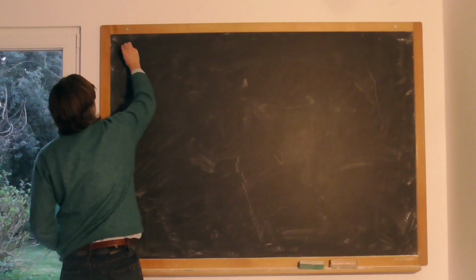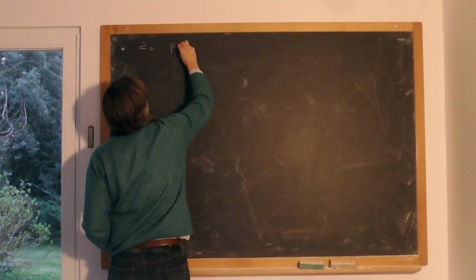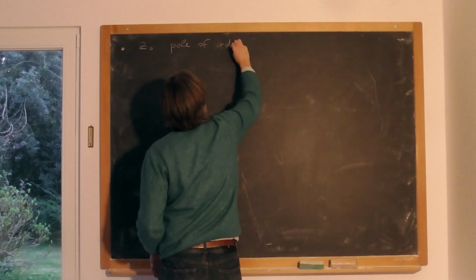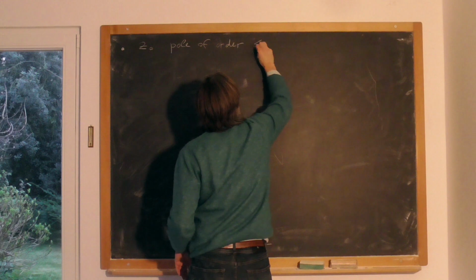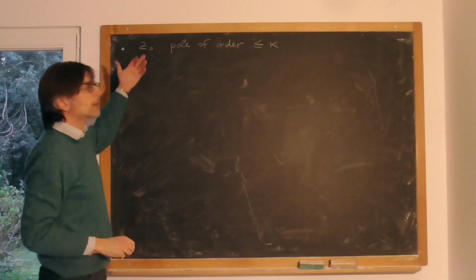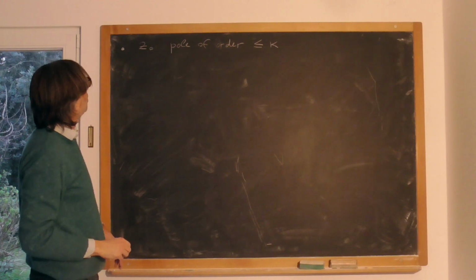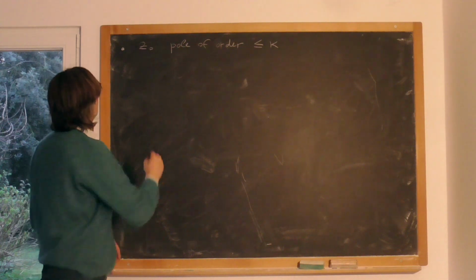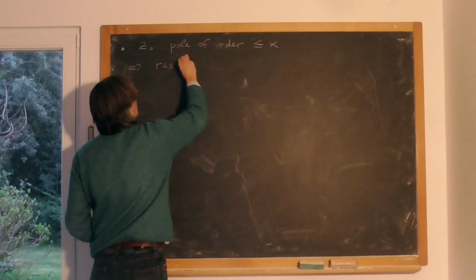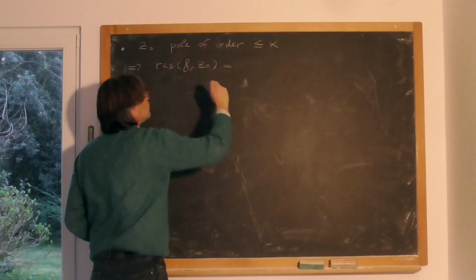So let's assume now that z0 is a pole of order, say, at most k, let's recall that k. It could be k, but it could also be lower. The formula will hold nevertheless. Okay, we take a pole of order less than or equal to k. Then the residue of f at z0, you can compute it in this way.